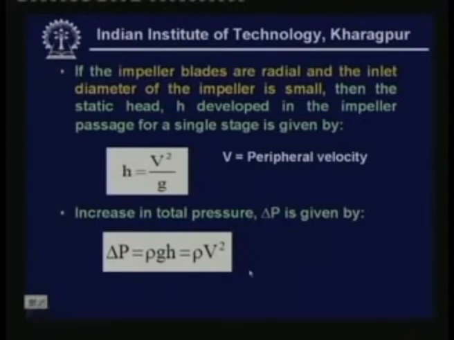If the impeller blades are radial and the inlet diameter of the impeller is small, then the static head H developed in the impeller passage for a single stage is given by, that means we are assuming that we have radial blades and the inlet diameter of the impeller is small. Under these assumptions, the static head developed in the impeller H is given by simply V square by g, where V is the peripheral velocity, also known as tip speed, and g is the acceleration due to gravity. So the increase in total pressure delta P is simply given by rho g H, that is equal to rho V square.